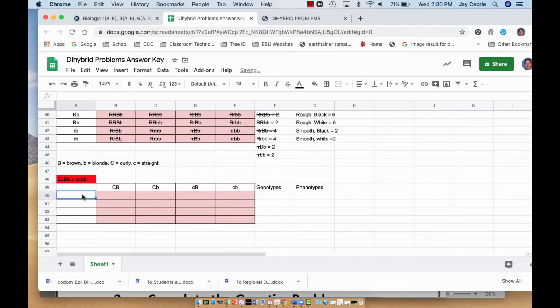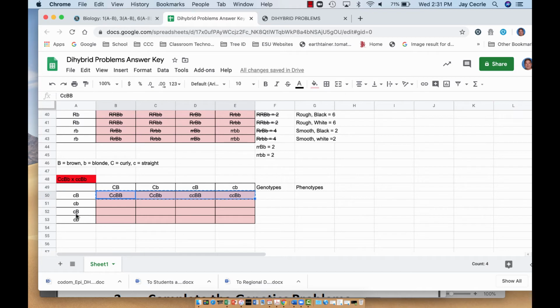Okay, and then this one, I'll just go with the normal way I've been doing this. You can see there's repeat in here. Okay, so I'm going to go and do this one first. Big C, little c, big B, big B. Big C, little c, big B, little b. Little c, big B, big B. And little c, big B, little b.